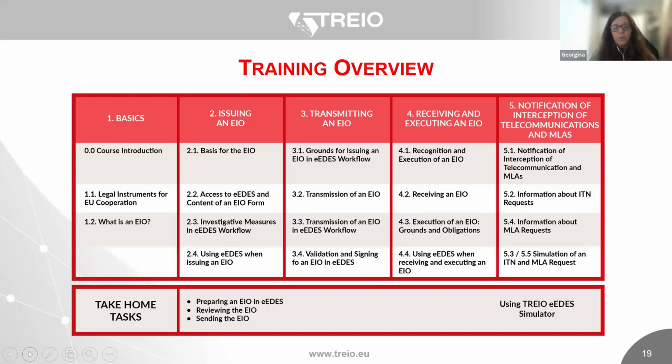The training overview here shows there are 5 modules. Each of the training course packages has 5 modules, just some are shorter in the eEDES version than the full package. As you can see, there are tasks as well. We have several activities within the training, and they're embedded within modules or towards the end. We have various points where knowledge tests are included, and also the use of the TREIO eEDES simulator throughout. So every exercise should be actioned within the TREIO eEDES simulator to enact what you would do in the real world.